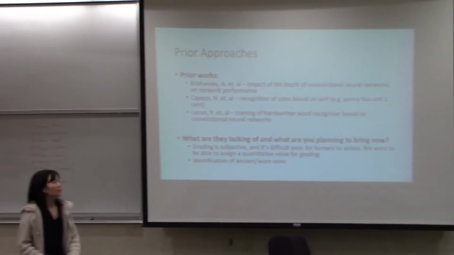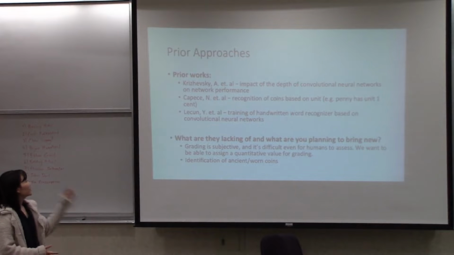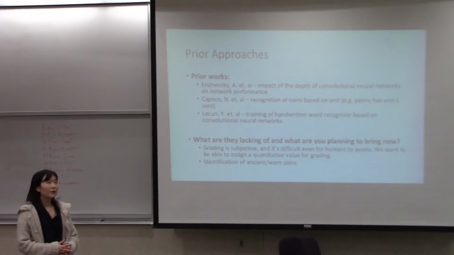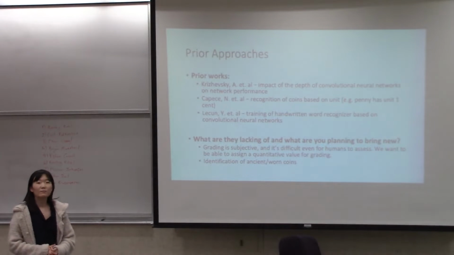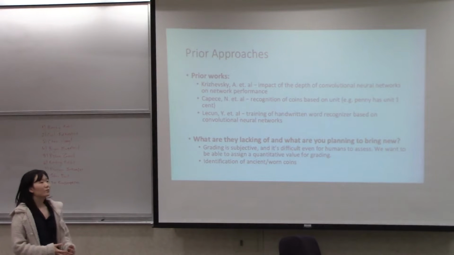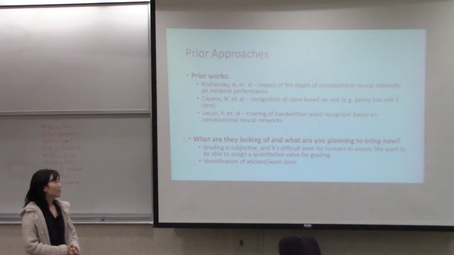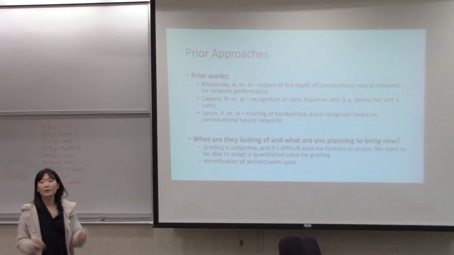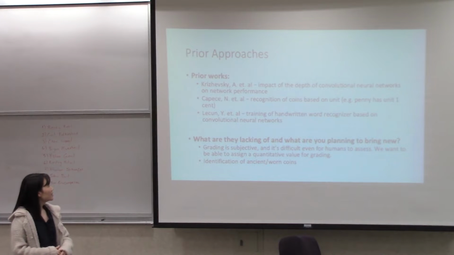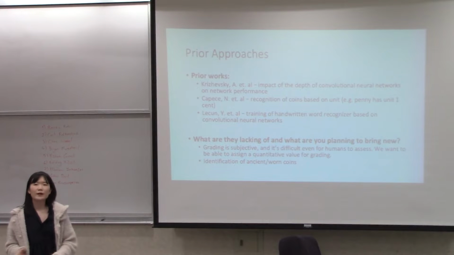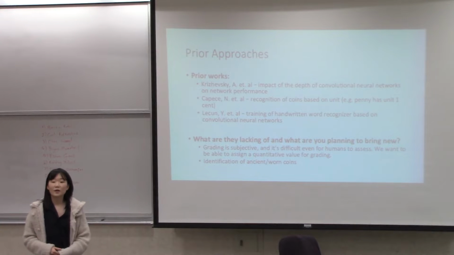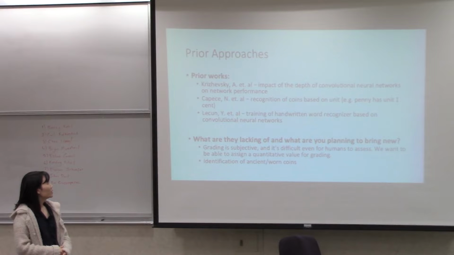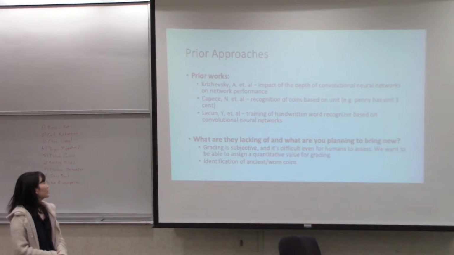So prior works that we referenced throughout research are listed here. We consider results and methods from cases where CNNs are used to identify not just coins, but images of different categories and even handwritten messages. And so we consider these just to see how different factors like depth, layers, and amount of training affect the network performance.